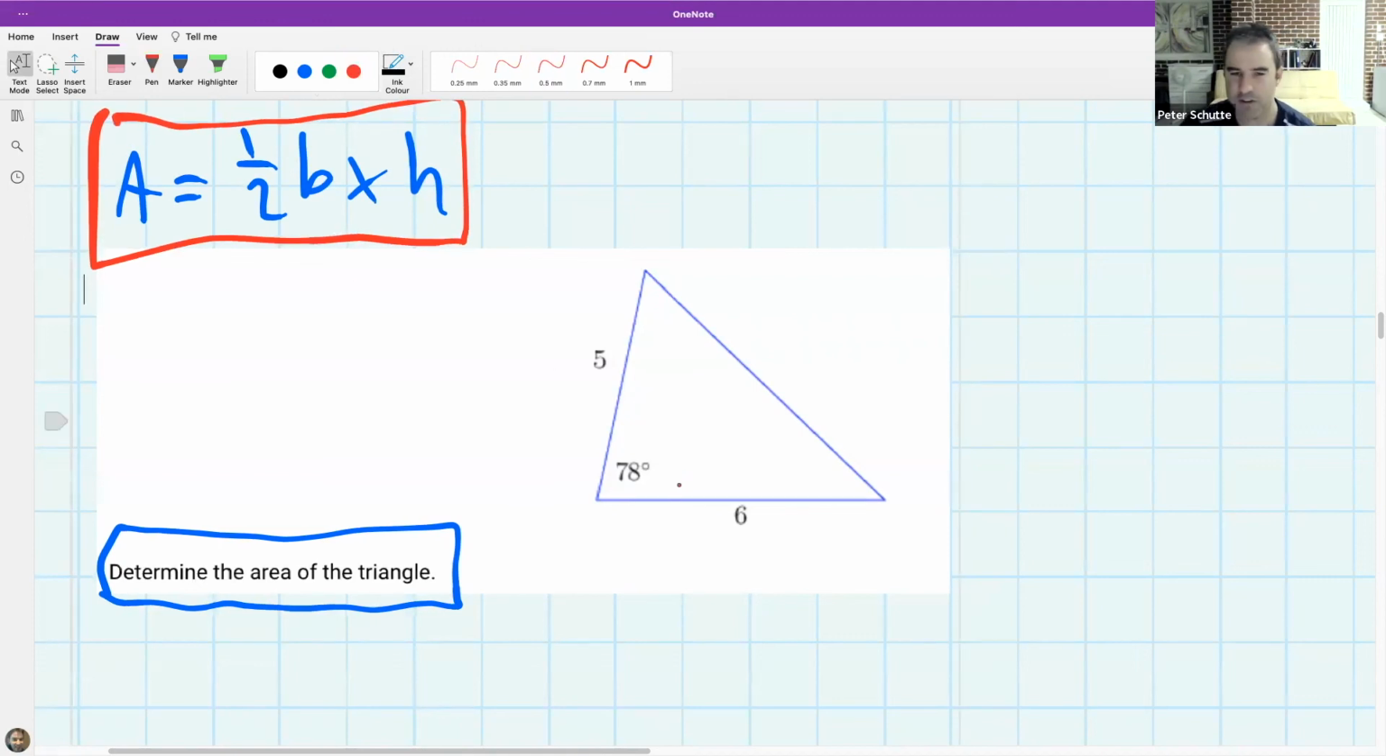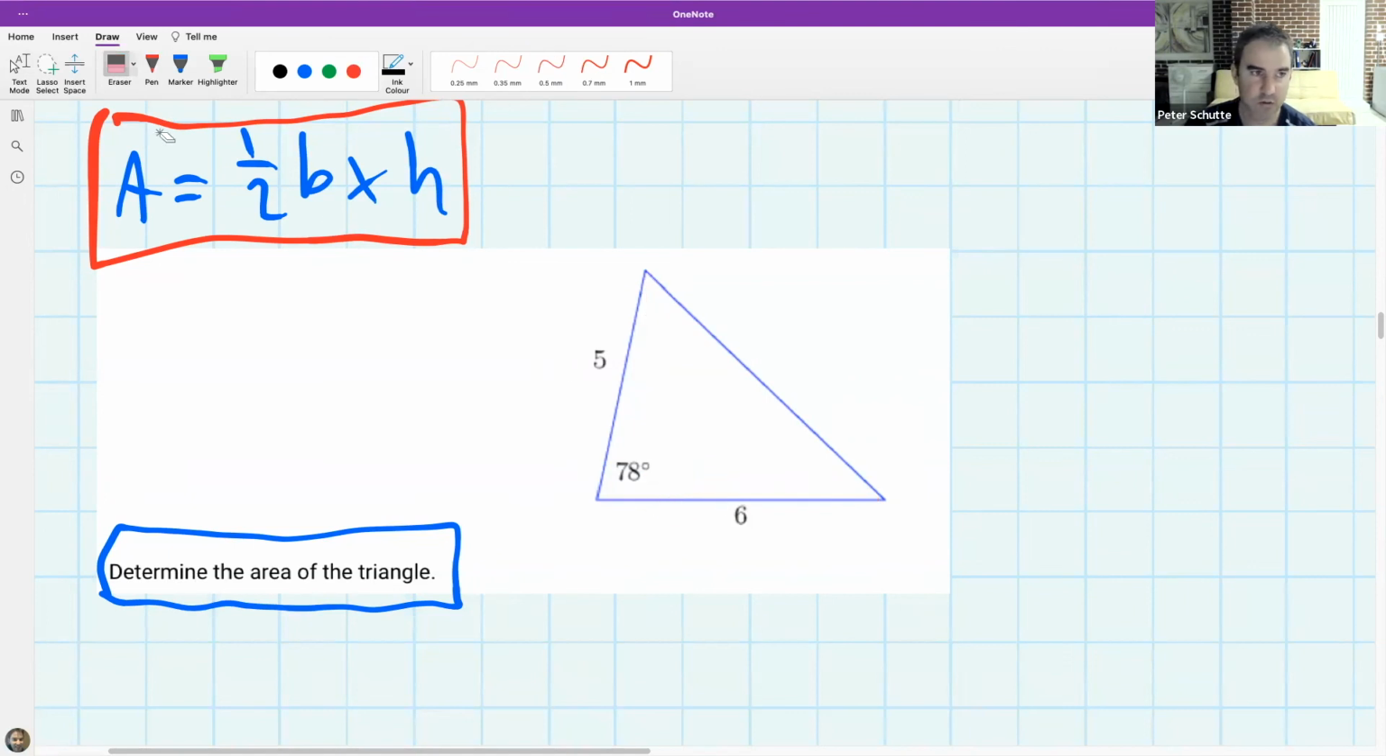Would anybody like to come on the line and tell me what's the thing that's missing that we need if we're going to find the area of this triangle? Anybody feeling brave? The height. You're quite right. If I said that the 6 was the base, then I need to know the perpendicular height of this triangle. That's if we only used grade 9 and 10 tools.